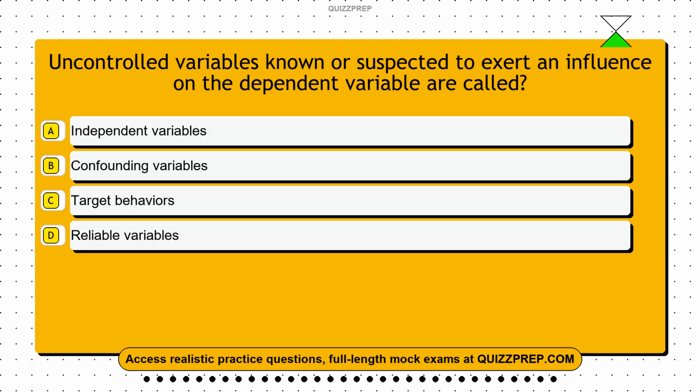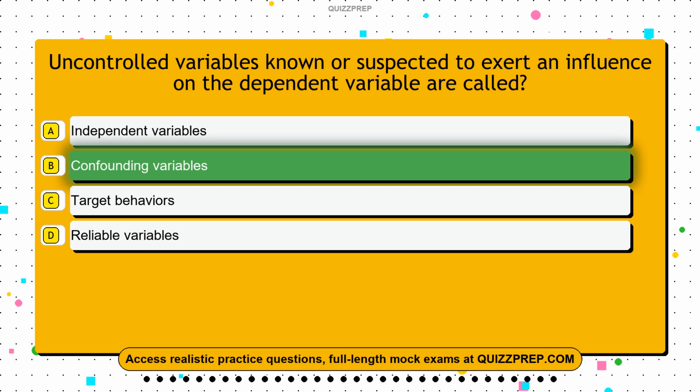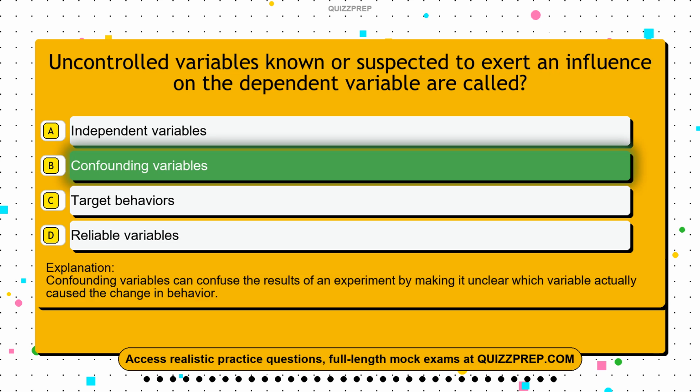Question 32. Uncontrolled variables known or suspected to exert an influence on the dependent variable are called? Option A, independent variables. Option B, confounding variables. Option C, target behaviors. Option D, reliable variables. The correct answer is option B, confounding variables. Confounding variables can confuse the results of an experiment by making it unclear which variable actually caused the change in behavior.